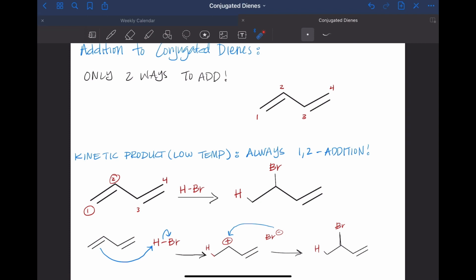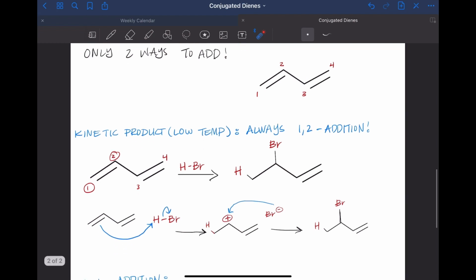And one thing to remember for both our kinetic and thermodynamic products: the 1 position will always be taken up by our hydrogen in our solution, and either at the 2 or 4 position we will be adding whatever else we have in our solution. So right here you see that hydrogen is adding to that 1 position, and we have a carbocation forming at the 2 position because we are looking at the kinetic product.